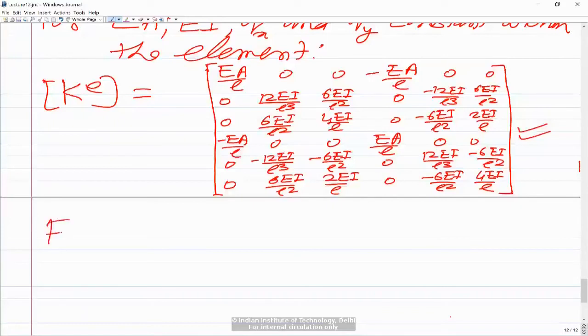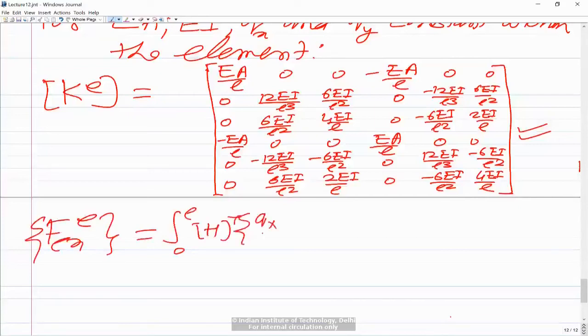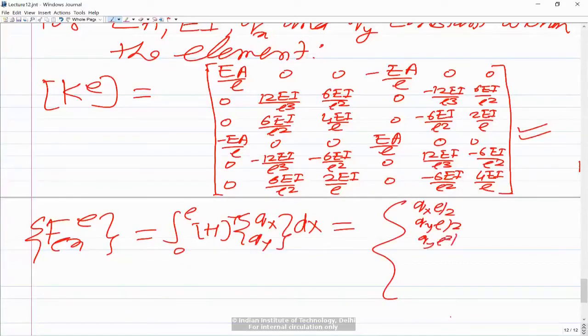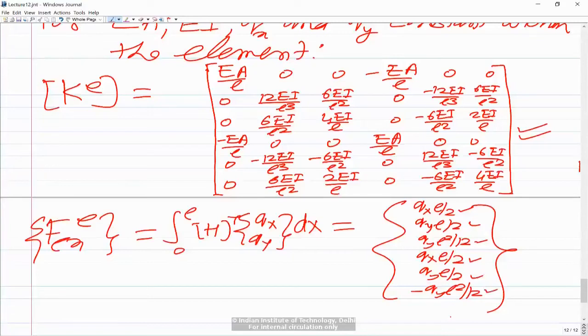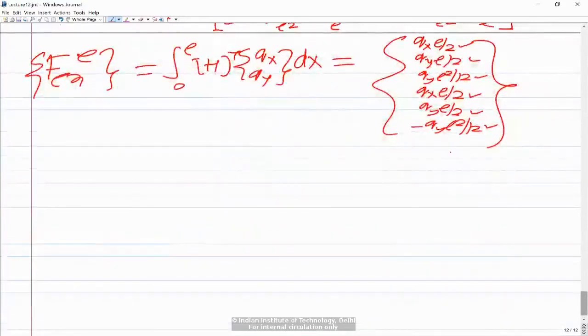Now the F external for this element, we have already said, is the integral from 0 to L of H transpose into Qx Qy dx. Qx and Qy are constant within the element, so if you carry out this integration, you will find that this would be Qx L by 2, then Qy L by 2, and Qy L square by 12, and then again Qx L by 2, Qy L by 2, and minus Qy L square by 12. You will see that these terms are coming from the truss and these are coming from the Euler-Bernoulli. It is just the combination of what we have already discussed.